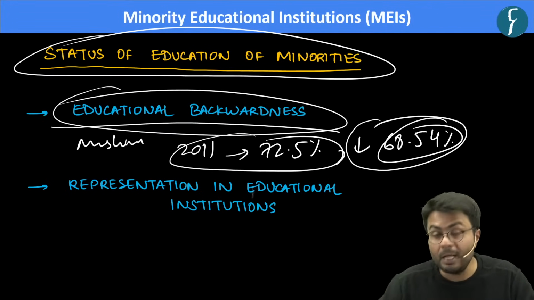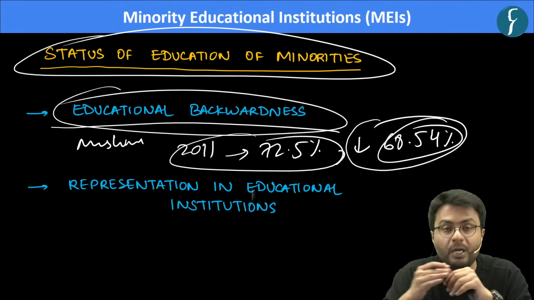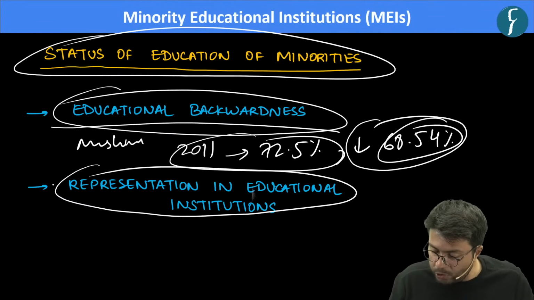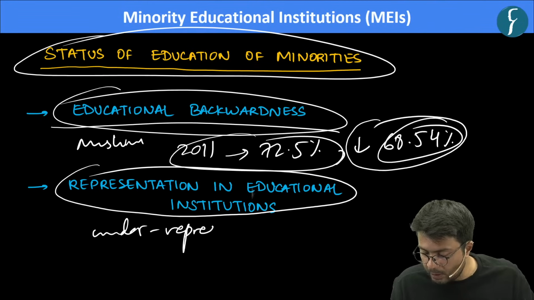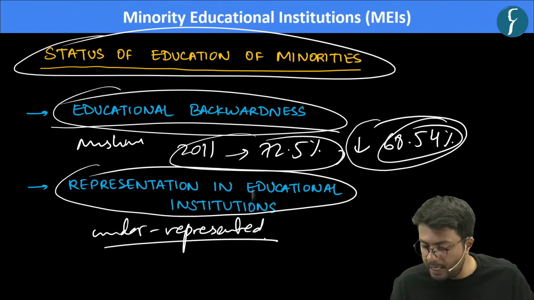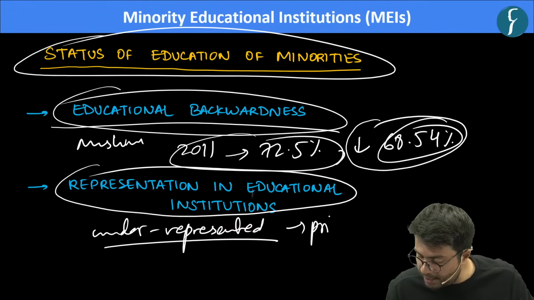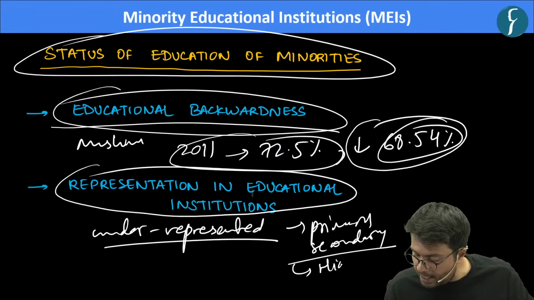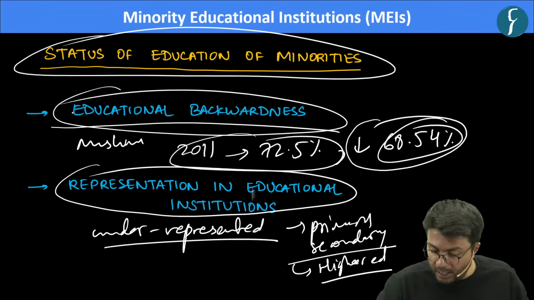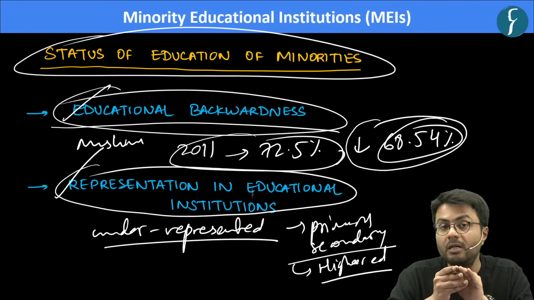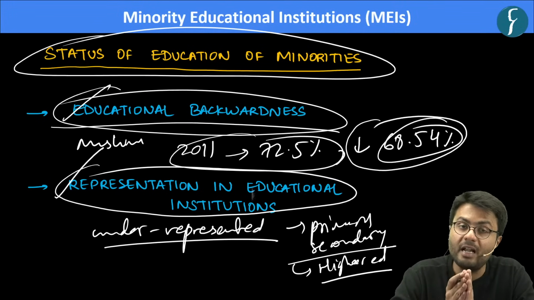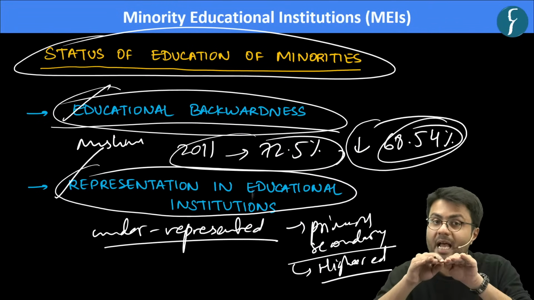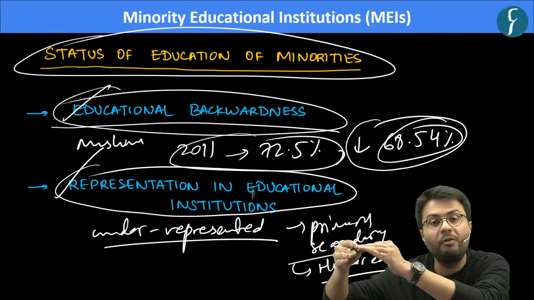And also in many states, Muslims have a similar educational backwardness as scheduled castes and scheduled tribes. Further, minorities in India are also underrepresented as far as educational institutions are concerned, not just at primary and secondary level, but Muslims are particularly underrepresented in higher educational institutions. Thereby, these two examples highlight that the status of minorities, especially Muslims, is well below the national average. Thereby, it is important to extend some kind of benefits to these communities so that they can attain the national average and also in future move well above it.